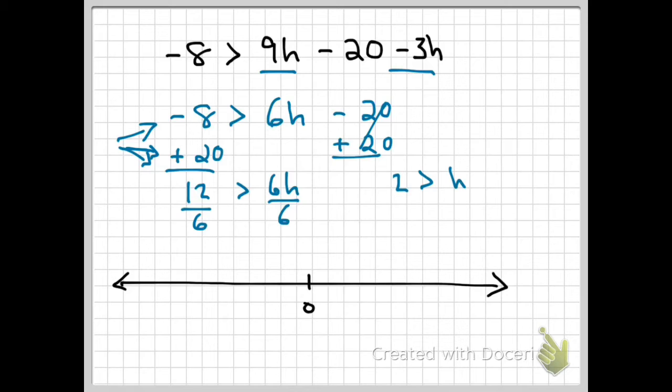And I remember I said for graphing purposes we should flip to make sure that the h, or the variable, is on the left. So if it's originally pointing at the h, it should point at the h now. So we have 2. This time we'll have a closed circle shading to the left.